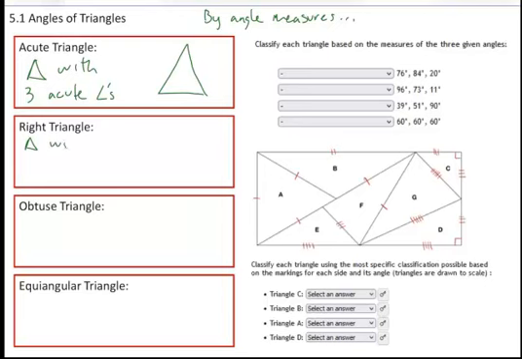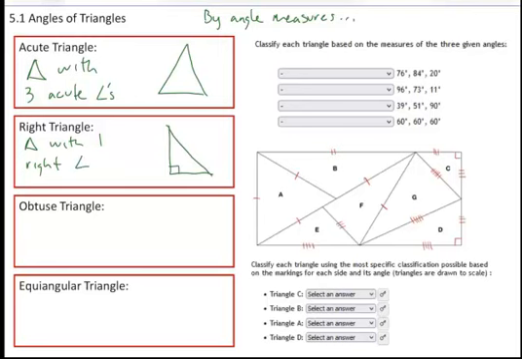A right triangle is a triangle with exactly 1 right angle. Later we'll talk about how the angles in a triangle are limited to 180 degrees, and that means you can't have more than one right angle in a triangle, because then there would be no degrees left for that third angle. So a right triangle is a triangle with a single right angle.